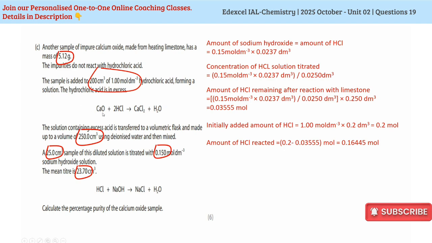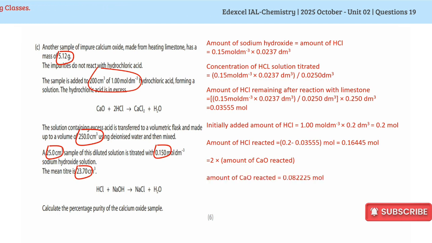Then again stoichiometry applies, and the stoichiometry of this balanced chemical equation between calcium oxide and HCl. According to that, this amount of HCl reacted is equal to 2 times amount of calcium oxide reacted. Therefore, we can calculate the amount of calcium oxide reacted by dividing the amount of HCl reacted by 2. That I am getting as 0.082225 moles.